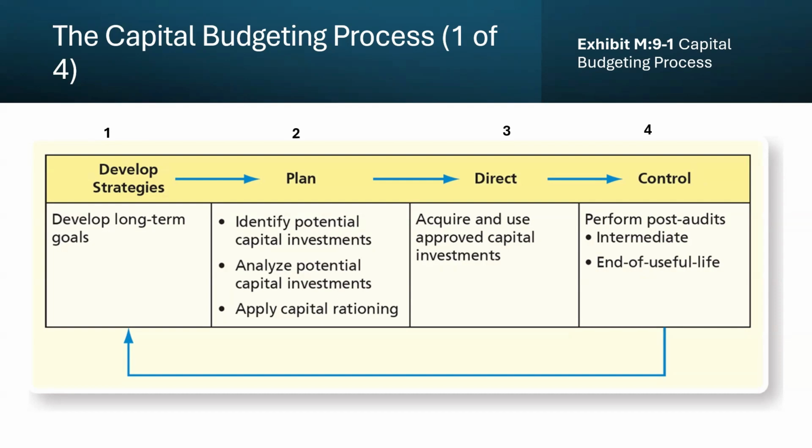The fourth step is control, which involves monitoring and assessing the performance of the capital investments. In the context of short-term operational budgeting, this step is known as variance analysis. After acquiring and using the capital assets, companies compare the actual results of the investments with the projected results.